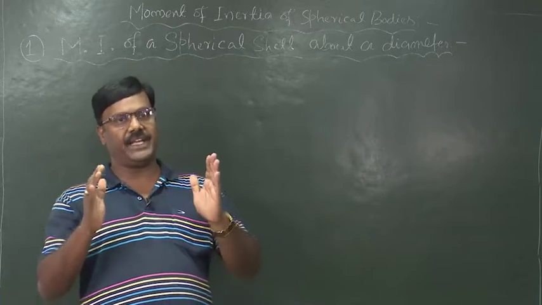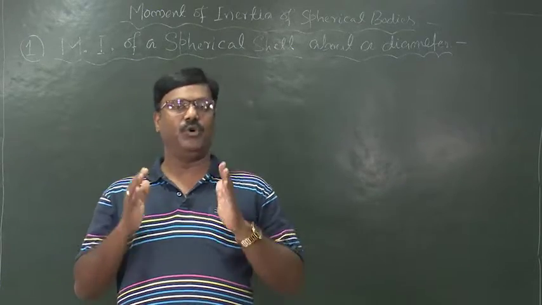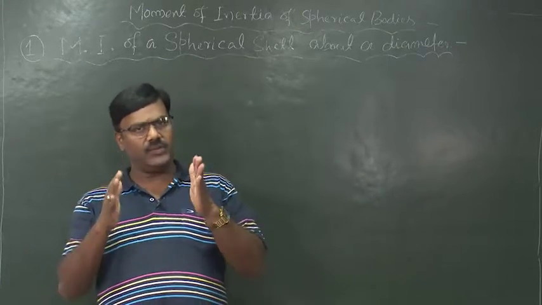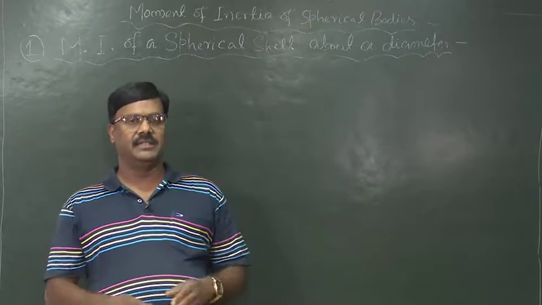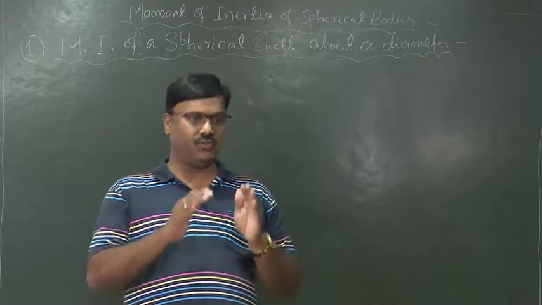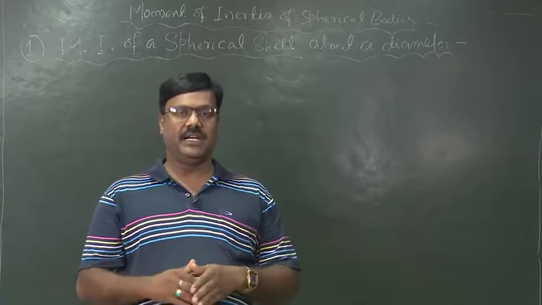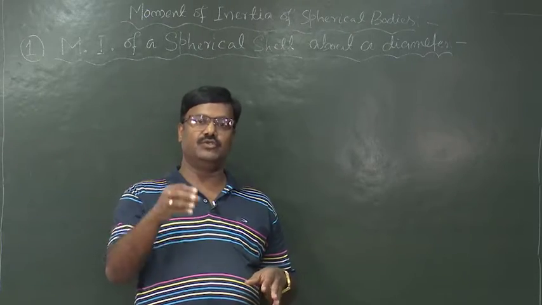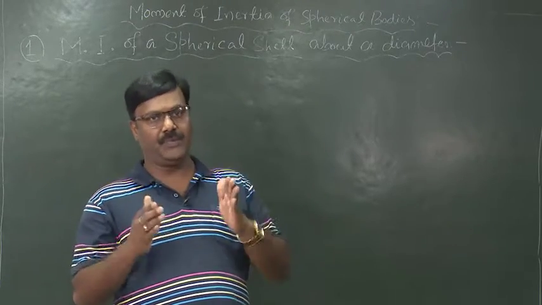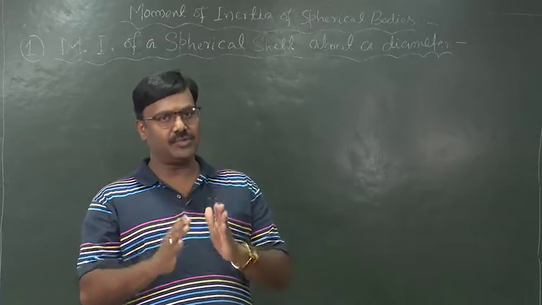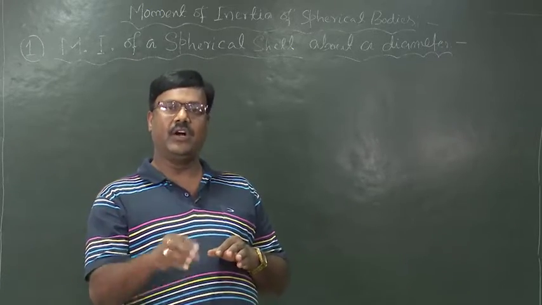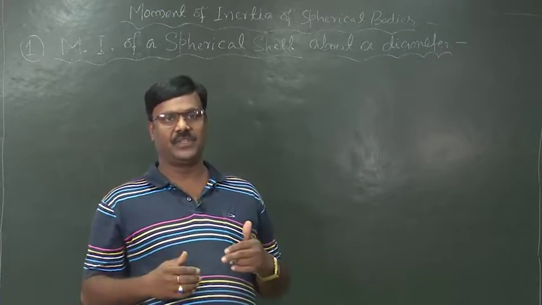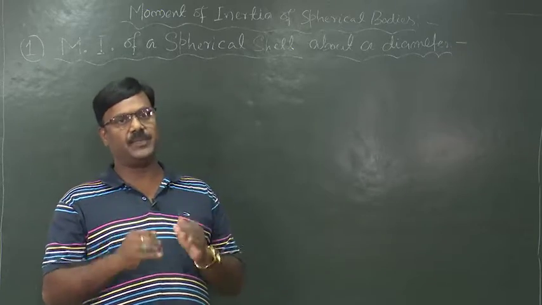Our today's topic is to calculate the moment of inertia of spherical bodies. When we are discussing spherical bodies, there are two types: one is a solid sphere and the second one is a spherical shell. If we are asked to calculate the moment of inertia of spherical bodies, then we have to calculate the moment of inertia of a spherical shell about different axes and also the moment of inertia of a solid sphere about its different axes.